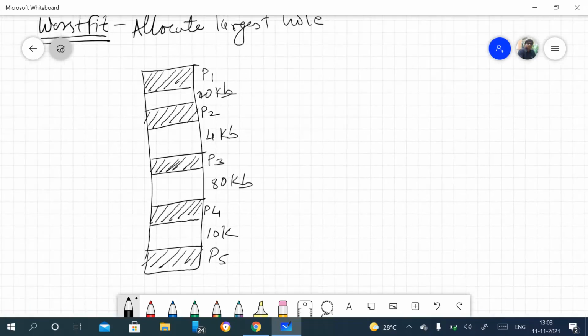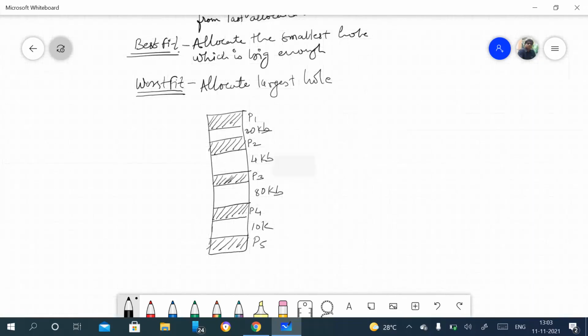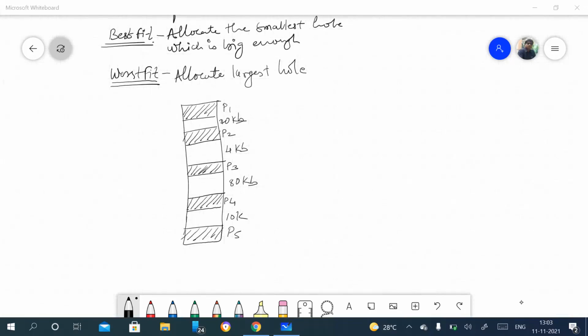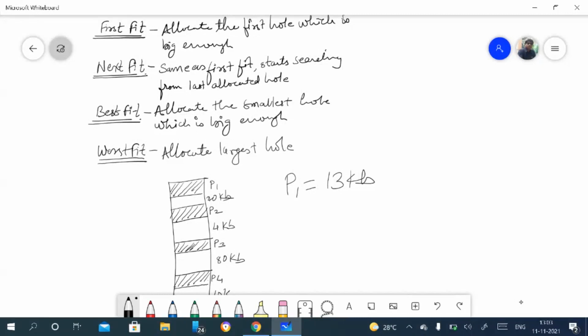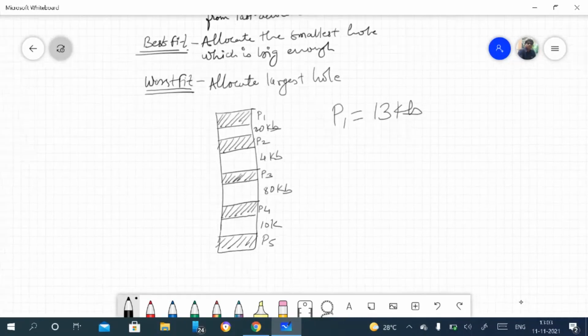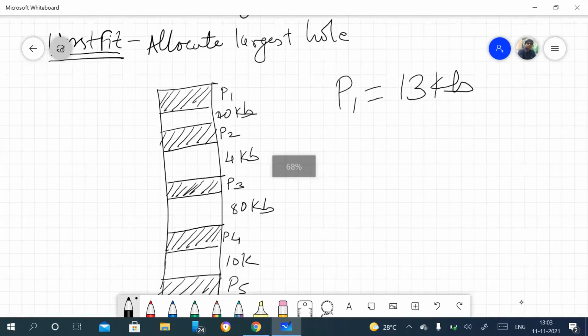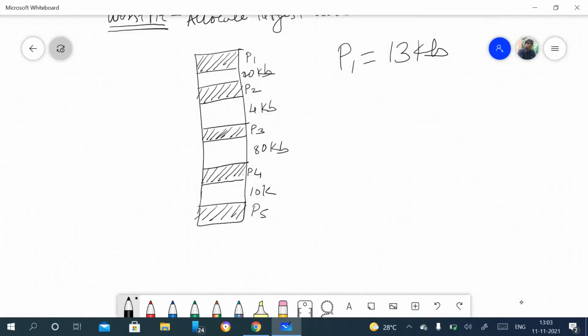Now see, consider these fits and definitions. Consider that P1 is the process, and its size is suppose 13 KB. When we consider first fit, where can we keep this 13 KB process? Here we can keep this 13 KB process, because the name is first fit.